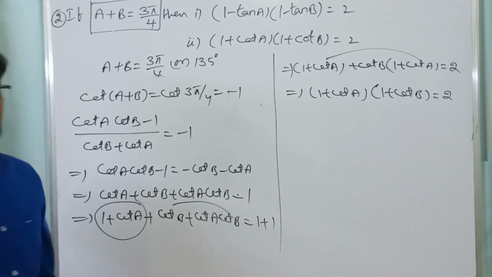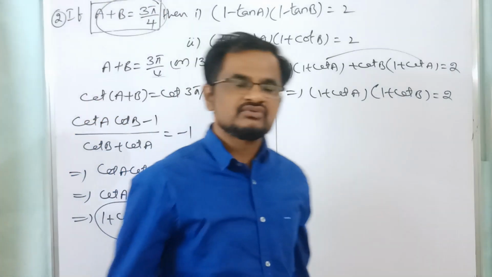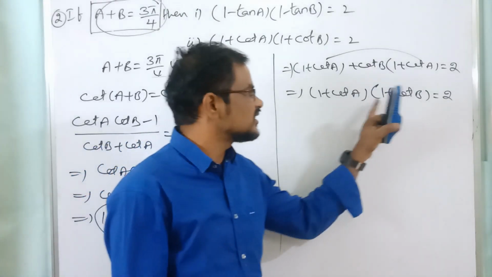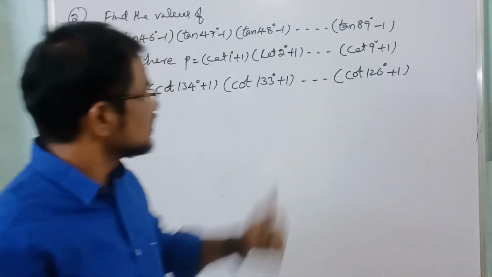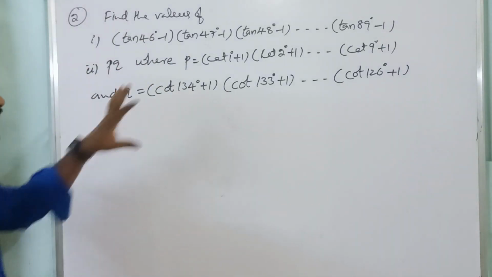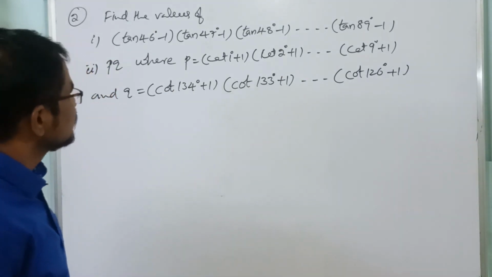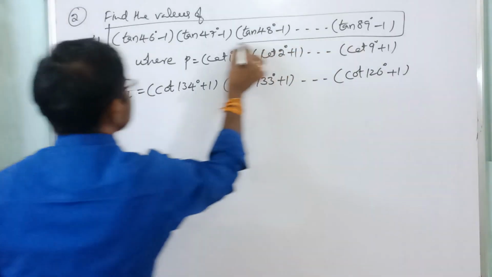So here also a plus b equal to 135 degrees, or the sum of two angles equal to 3 pi by 4. Then the condition is (1 plus cot A)(1 plus cot B) equal to 2. Okay. Now see this problem. This problem is on the second condition. So here we have to prove this one.